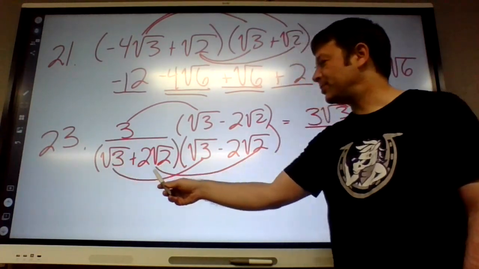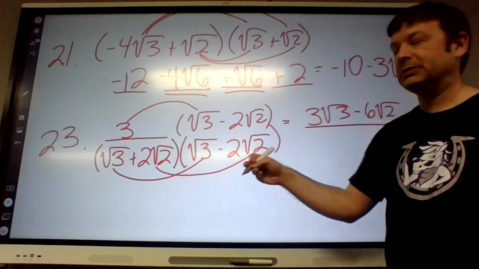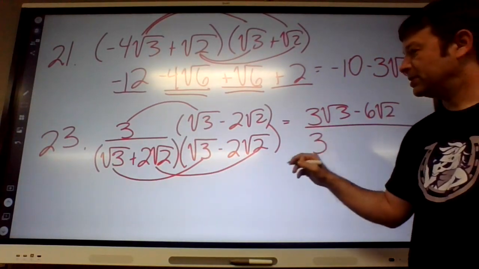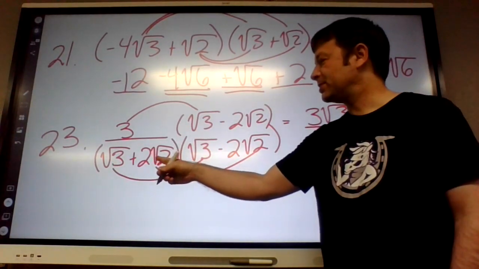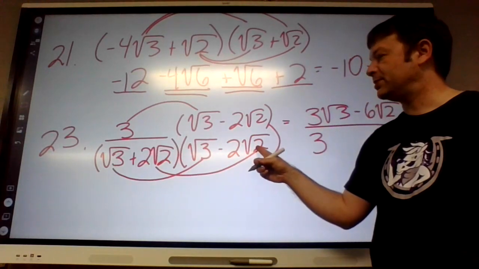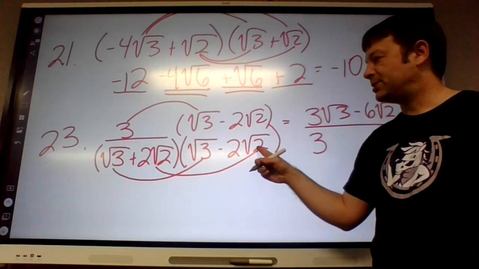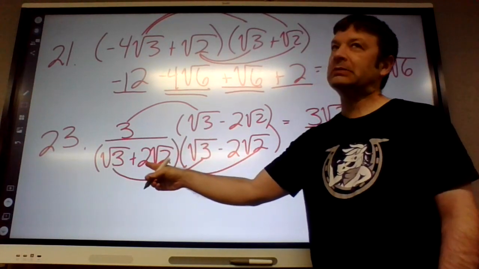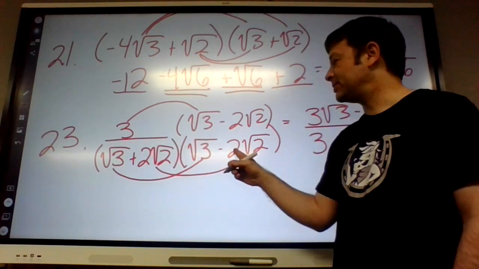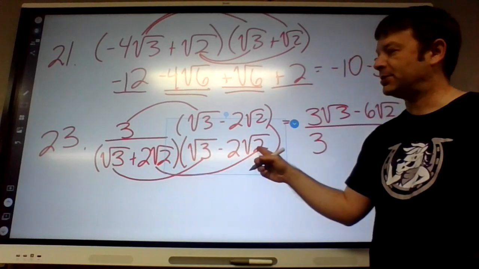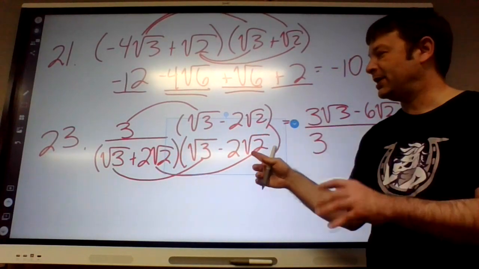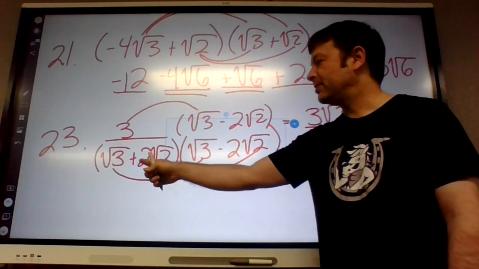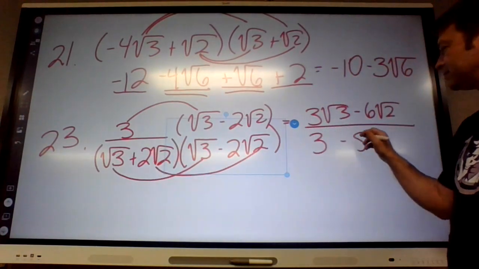So the first, what's square root of 3 times square root of 3? 3. The last, square root of 2 times square root of 2 is 2. 2 times 2 is 4, and negative 4 times 2 is negative 8? Yes. So there's one negative, then it'd be negative 5.